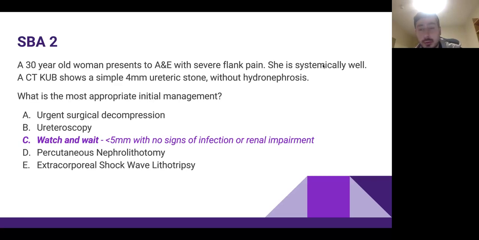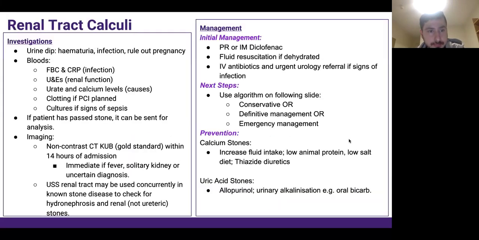She doesn't have a fever, so we're not worried about an infection, and she doesn't have hydronephrosis on her scan, so we are less worried about renal impairment. So with none of the complicating signs, it being small, we can watch and wait.